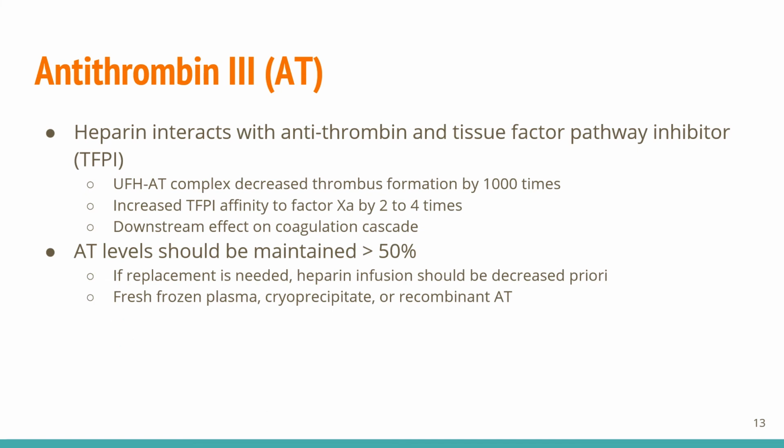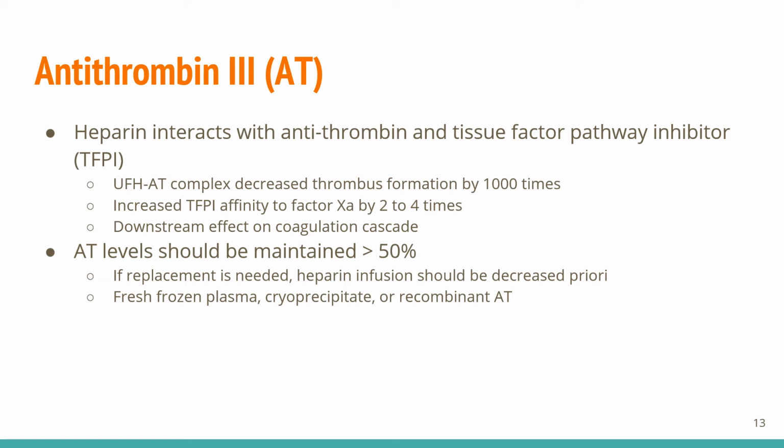What is antithrombin 3 or AT? Antithrombin is an endogenous coagulation enzyme that inhibits thrombin and factor 10A. Once heparin and antithrombin complex form, it can decrease the thrombus formation, increase the tissue factor pathway inhibitor affinity to factor 10A, which can have a downstream effect on the coagulation cascade.